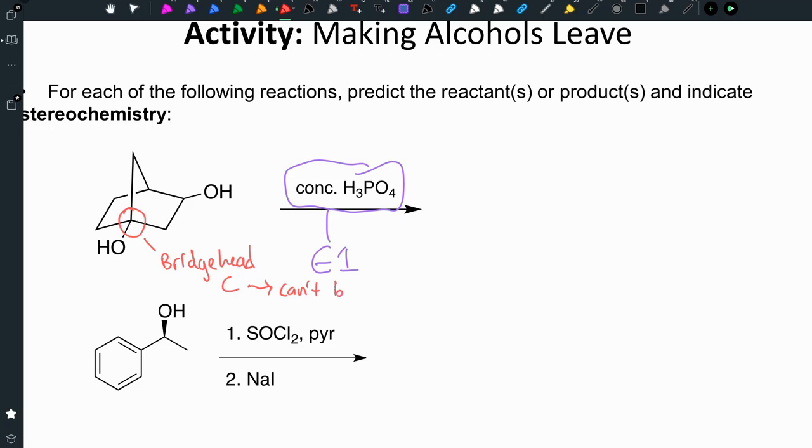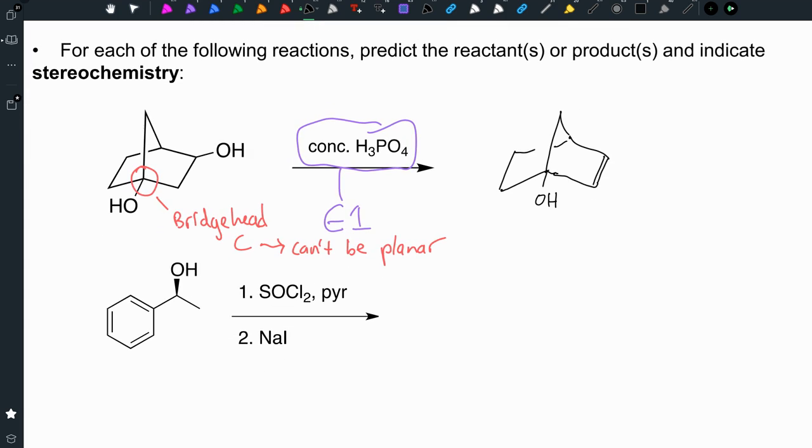So this is never going to be able to form a double bond. So even if I add concentrated H3PO4, I'm not going to be able to remove that OH. I'm only going to be able to remove the other one. So my E1 reaction is only going to produce a double bond over here on the right, and the OH will just stick around. If you're interested in learning more about that, look up something called Bredt's rule, or ask me about it. I'd be happy to talk more about it.